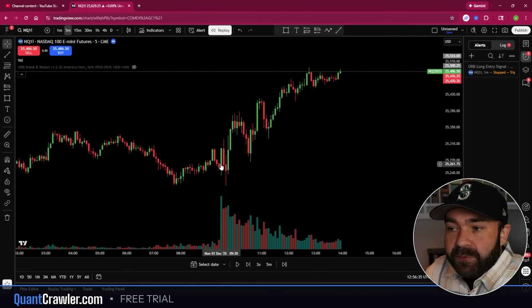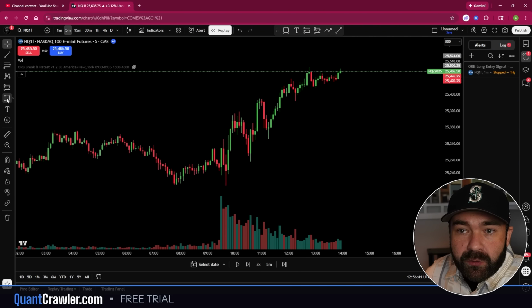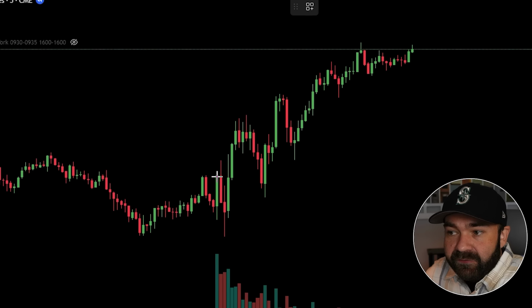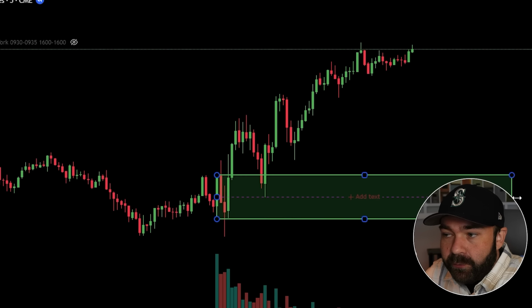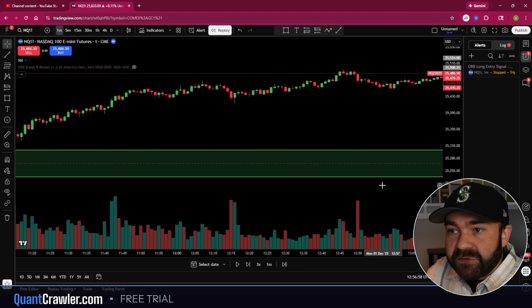This is another popular futures that people trade. So another quick run through. We're on the 5 minute chart. We're going to get our rectangle tool and we are going to find the 930 candle and we are going to mark the wicks from top to bottom. That establishes our opening range. We then are going to move down to the 1 minute time frame and scroll back.